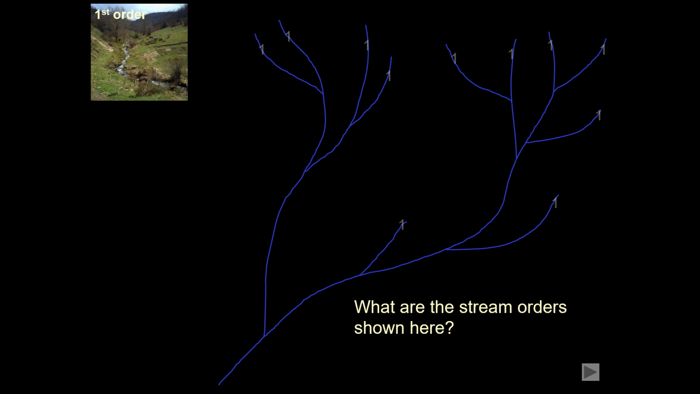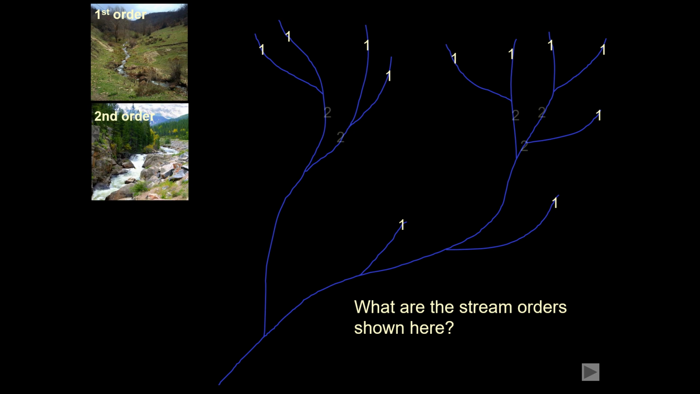So here's sort of how that system works. Here are some first order streams, and I have a picture over on the left-hand side of the screen. You can see what a first order stream might look like. They're not very big. So we have these first order streams, and then this might be a second order stream. Again, when two first order streams come together, it becomes a second order stream. Now, notice that when this first order joins this second order, it's still a second order stream downstream of that location. So it's only when you have two numbers that are the same that you go up 1 number. If two twos come together, it's a 3 downstream of that location.